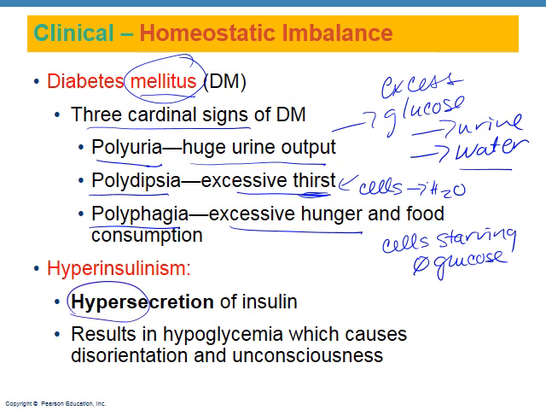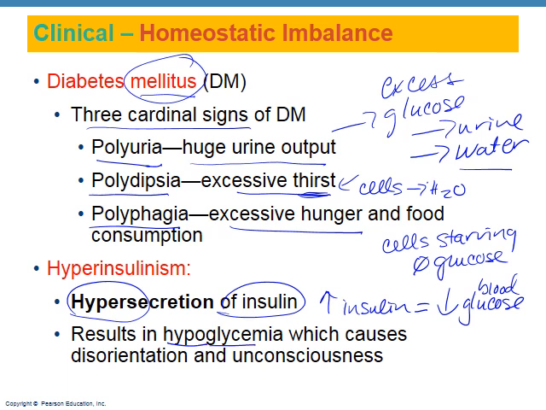And then sometimes you can have a hypersecretion of insulin. So if you have too much insulin, so increased insulin, that's going to cause a decrease in blood glucose. So they call that hypoglycemia. So not enough glucose circulating in your blood, which can cause disorientation and unconsciousness. So again, we don't want too much, we don't want too little, we want just right.